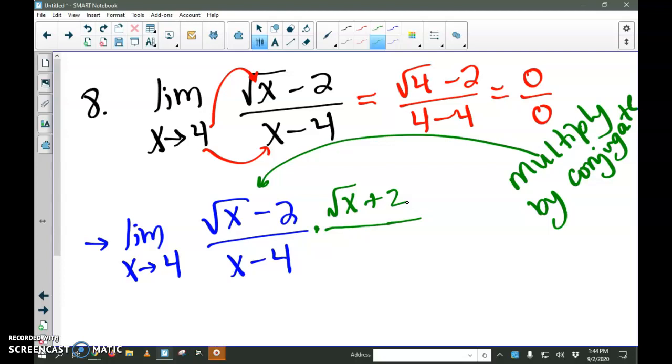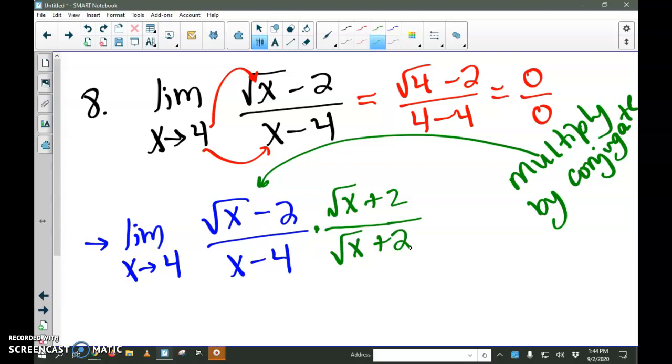Now, I can't just multiply by anything I want. I would change the entire function if I did that. In order to keep the integrity of the function, I have to multiply by a form of 1. Anything times 1 is still itself. 10 times 1 is 10. 100 times 1 is 100. I'm just going to make my form of 1 look really fancy by rewriting that same conjugate expression in the denominator. Square root of x plus 2 divided by itself is 1.